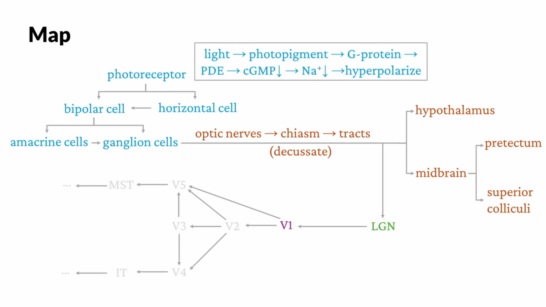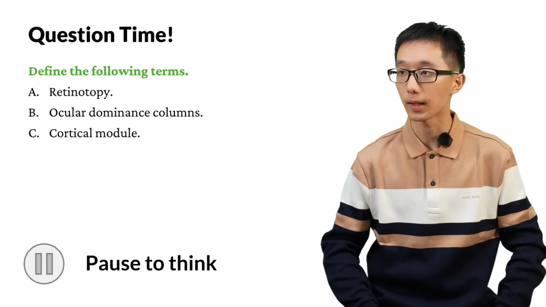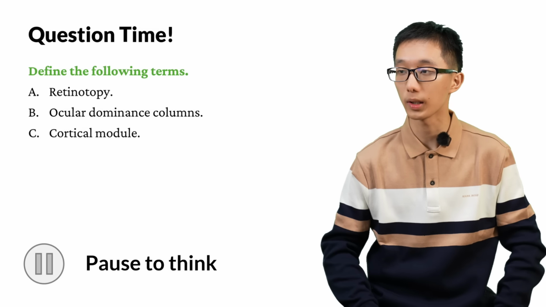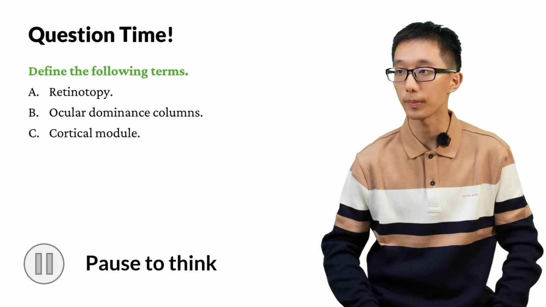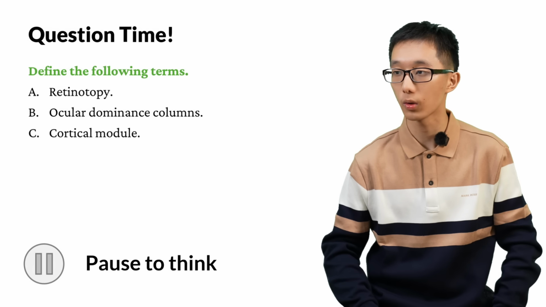Okay, we now see this map again. We have successfully exited the eye, gone through the thalamus in the LGN, and reached the first region in the cortex, V1. Now it's question time. Please try to define the following terms. A. Retinotopy. B. Ocular dominance columns. C. Cortical module.